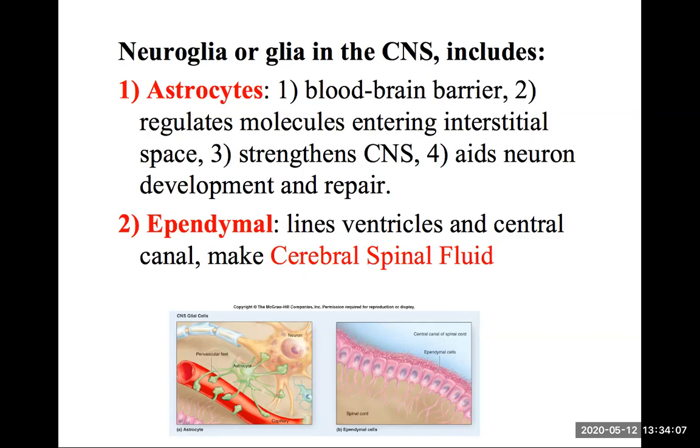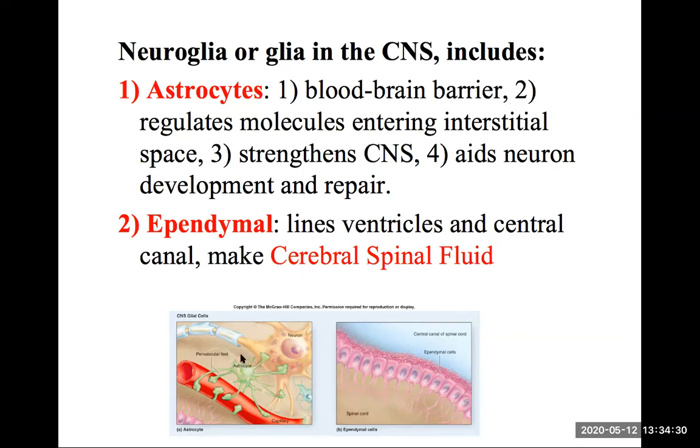So this is really quite important because it means if you give somebody medication to treat certain conditions, it cannot necessarily enter into the brain and spinal cord because this blood-brain barrier makes it quite difficult to get chemicals, molecules into those tissues. All right.